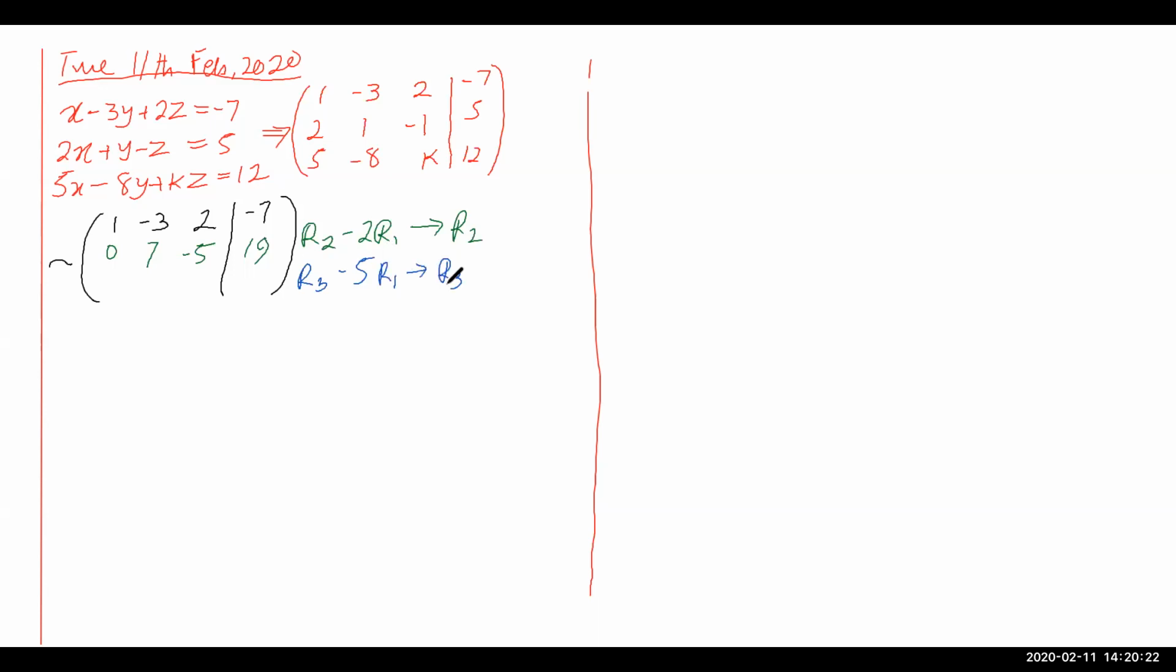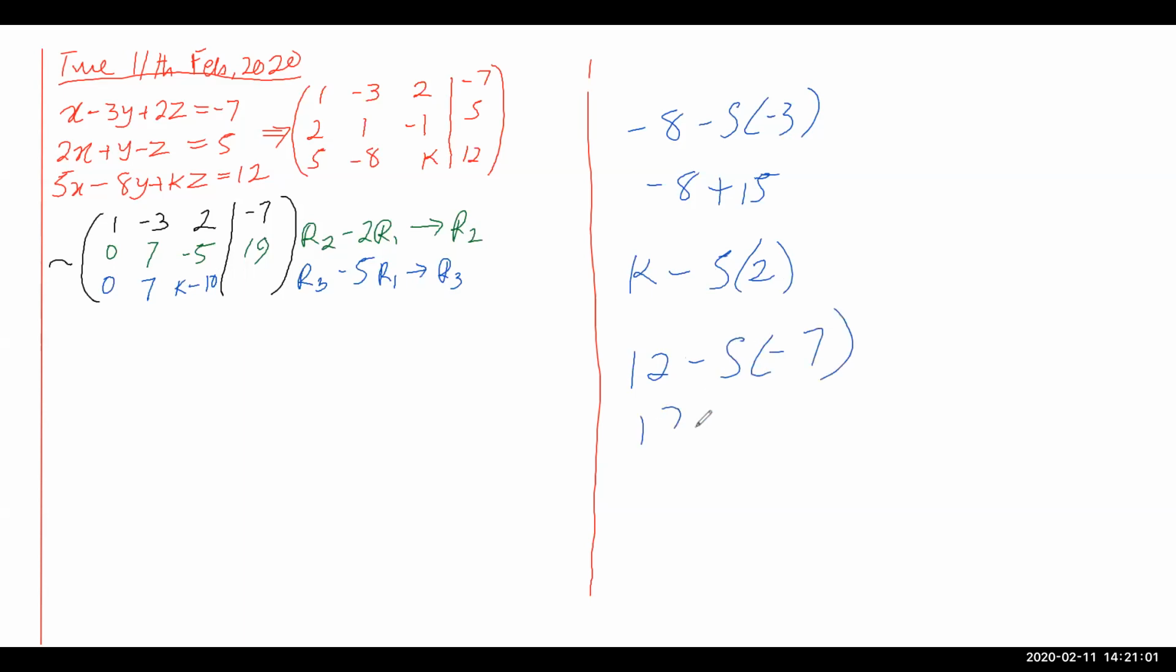Let's see. Row 3 is 5 minus 5 times this, which is 0. Row 3 here is -8 minus 5 row 1. That's -8 plus 15, and that gives 7. Oopsie. Row 3 is k minus 5 row 1, which will be k minus 10. See that clearly? Then row 3, 12 minus 5 times -7. 12 plus 35. That is 47.